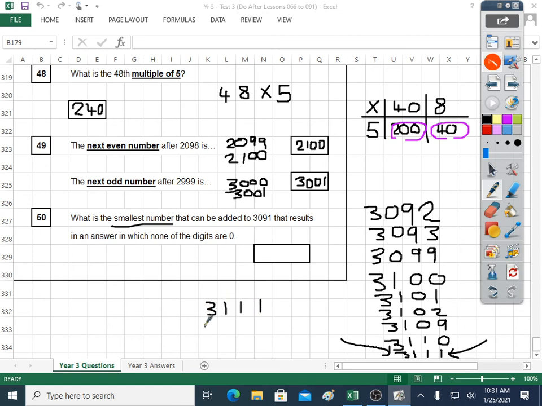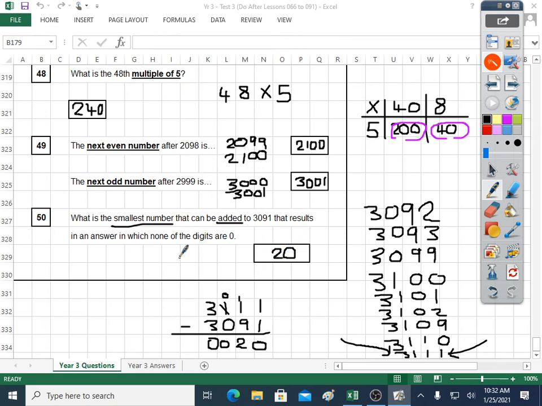You know that minus is the opposite of plus. Okay, so to go backwards, I'll do a minus. And this should tell me what I have to add to that number I was working with earlier. And it's 20. Does that make sense then? What's the smallest number that can be added to 3091 that results in an answer in which none of the digits are 0? Pretty sure it's 20.